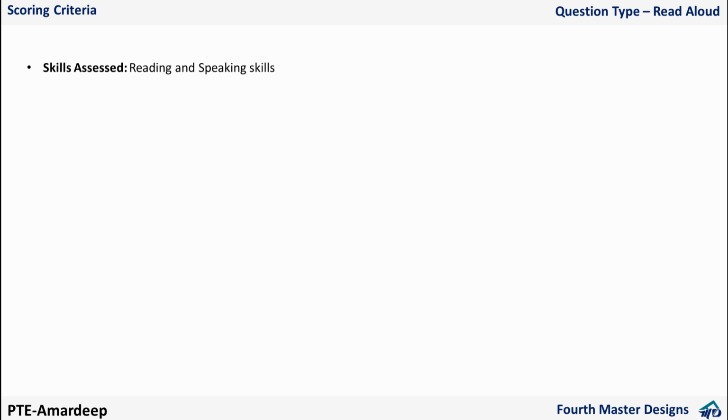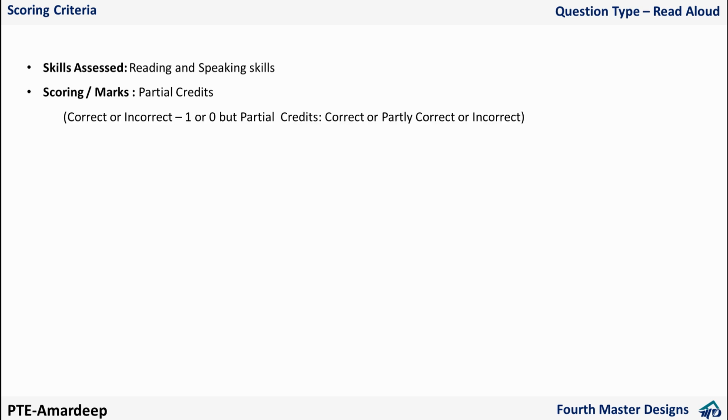Exact marks will depend on many things. How complex your read aloud is is one thing. How many read alouds you are getting: four, five, six, seven? Okay. Usually students get six. Sometimes students have got even five also, seven also, even four also. It has happened. Okay. Then, guys, about the marks, there are partial credits.